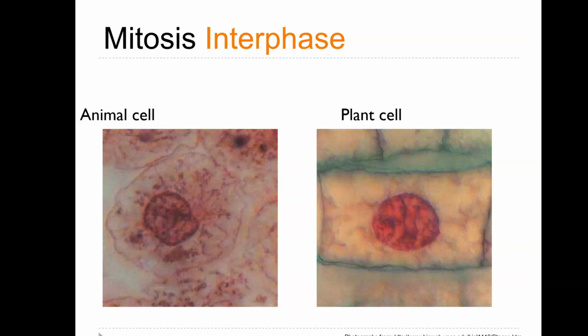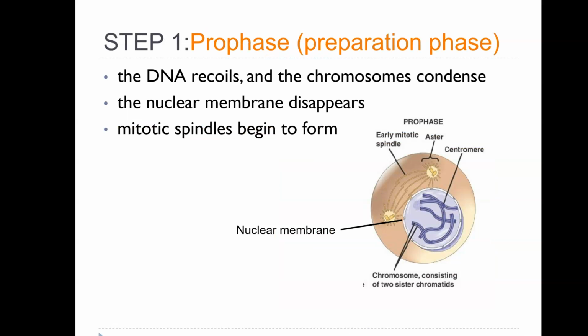So this is just a diagram of interphase in an animal versus plant cell. Prophase, step 1 of mitosis, is basically where the DNA will recoil and the chromosomes condense. Okay, so the chromatid becomes chromosomes. These are duplicated chromosomes. You can see the centromeres here, the dark regions of purple, and then the two strands that are basically pinched in at the centromere location.